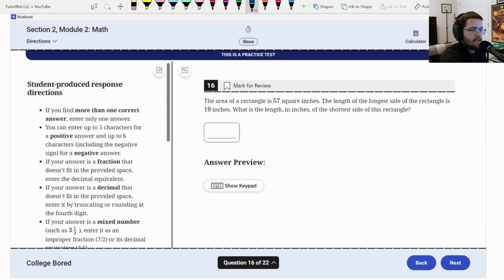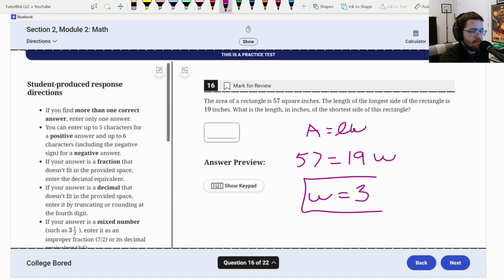Okay, question 16. So the area of a rectangle given on the reference sheet is area equals length times width. It says here that the area is 57, so I'm going to make A 57. And the longer side, the length, is 19, so I'm going to replace the L with a 19. So I get 57 equals 19W. If I divide both sides by 19, 57 divided by 19 is 3. So I get a width of 3. And that is the answer.